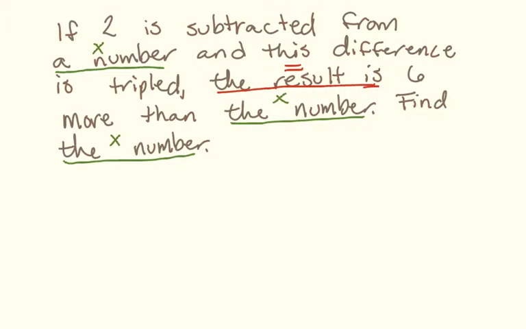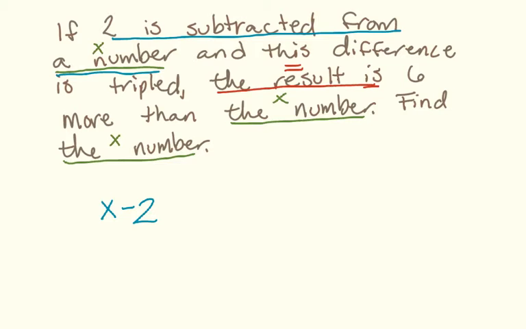So now let's go back and break it into pieces. If 2 is subtracted from a number, so this part right here, I'm going to go ahead and do that. 2 is subtracted from a number. 2 is what's being subtracted, and it's coming away from the x, so we have to put it in the right order, x minus 2.